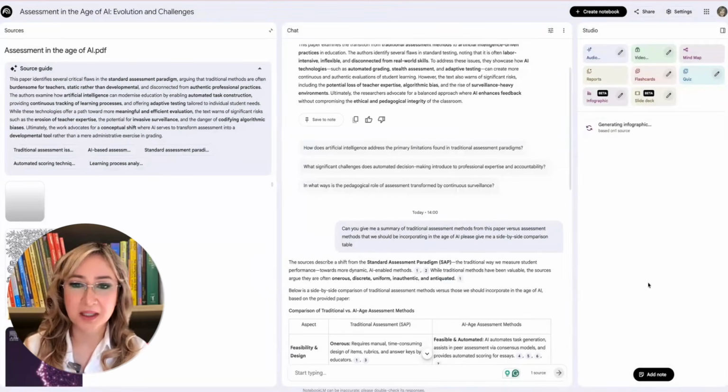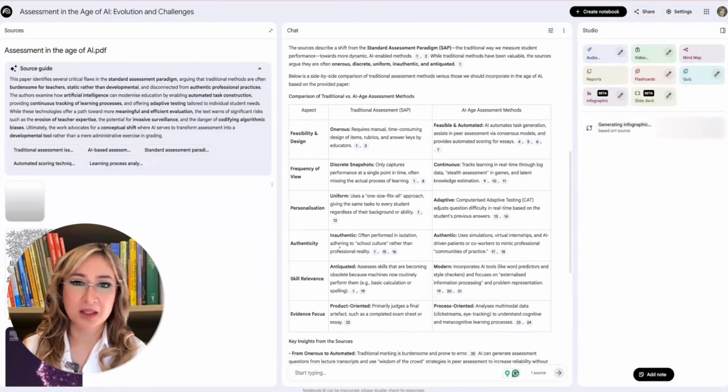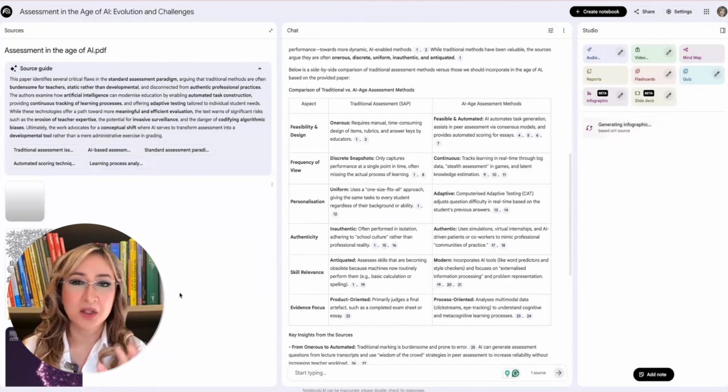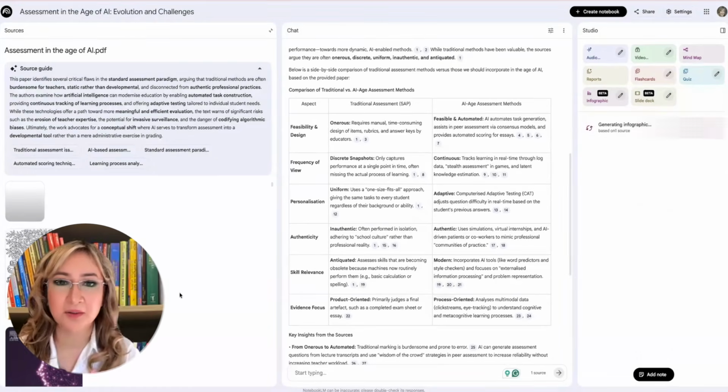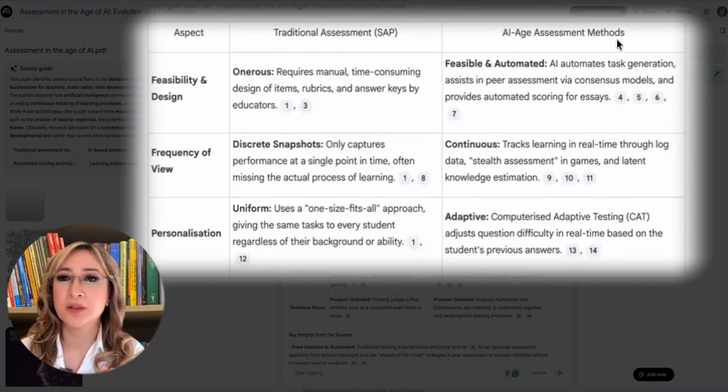So while that's taking a few minutes, let's just go through the table and see how this kind of text format is quite difficult to understand. But we still have to be able to process different types of representation of information. So feasibility and design: traditional is onerous, AI-aged assessment methods are feasible, automated. Frequency: discrete snapshots, whereas AI can be continuous.